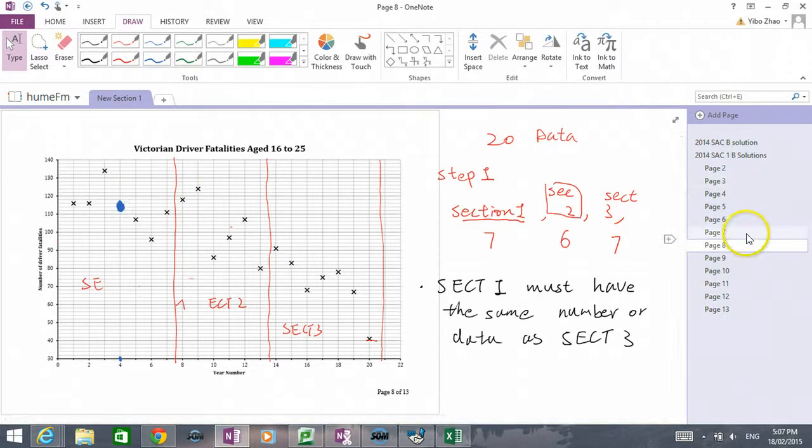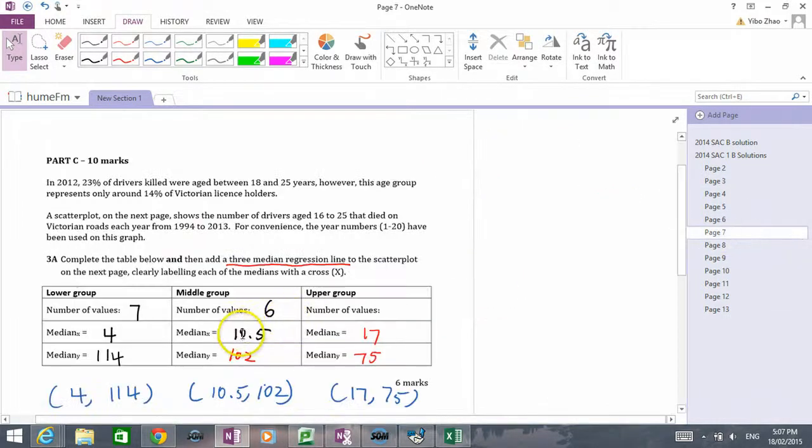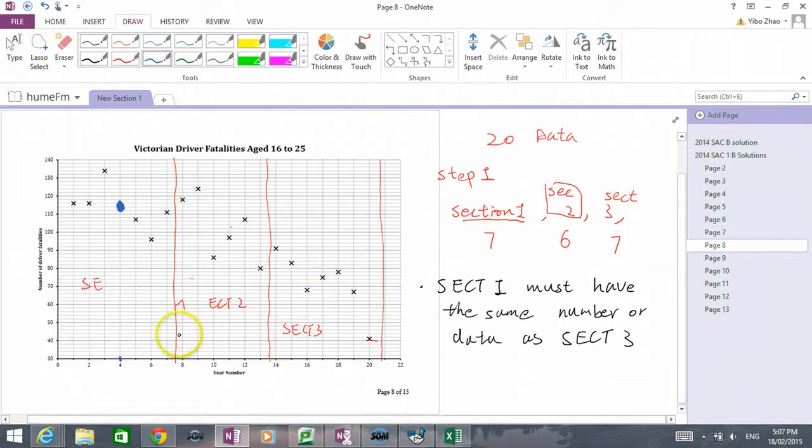Then the next point is 10.5 and 102. So 10.5 should be in the middle, going up to 102. So 100 is here, 102 should be somewhere here. Then draw a big dot.